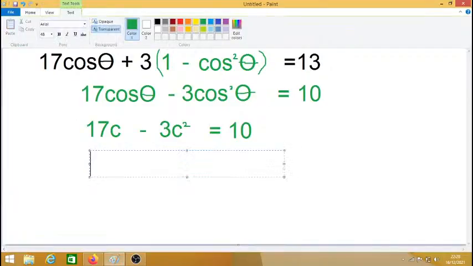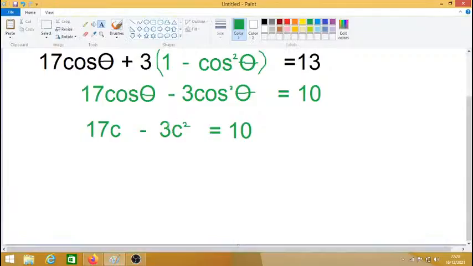So let's make everything equal to 0 and get the 3c squared positive. So let's swap all the signs. That can become a minus, that can become a plus, and that can become a minus. Then let's make it equal to 0. So the minus 10 can come across, and that'll be a plus 10.